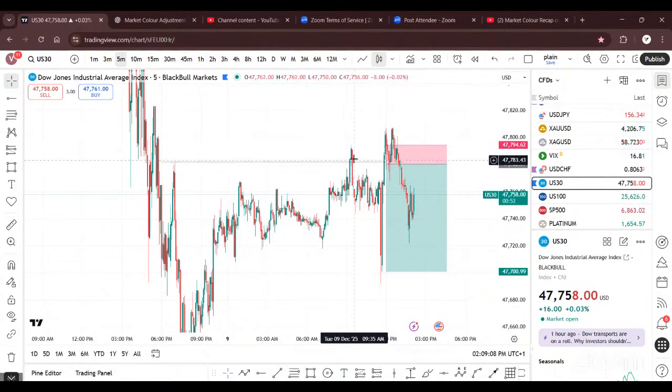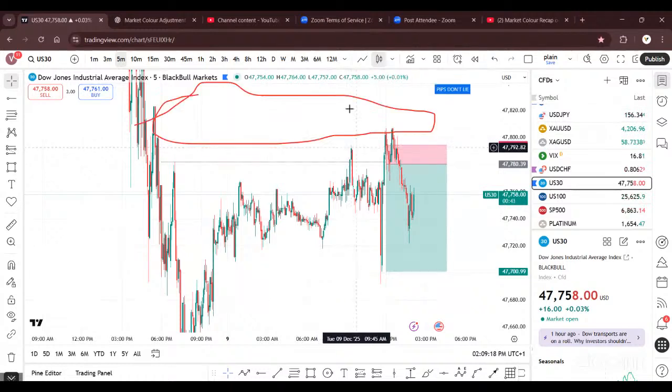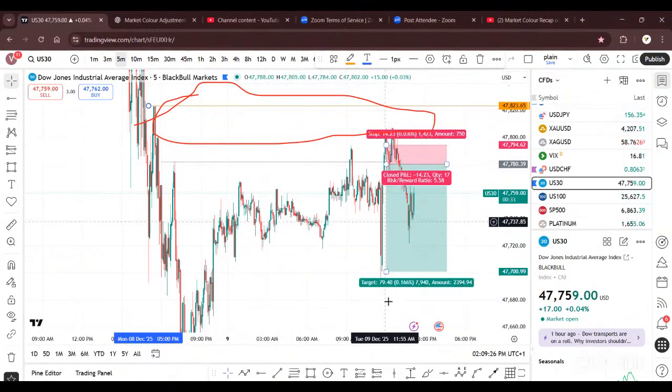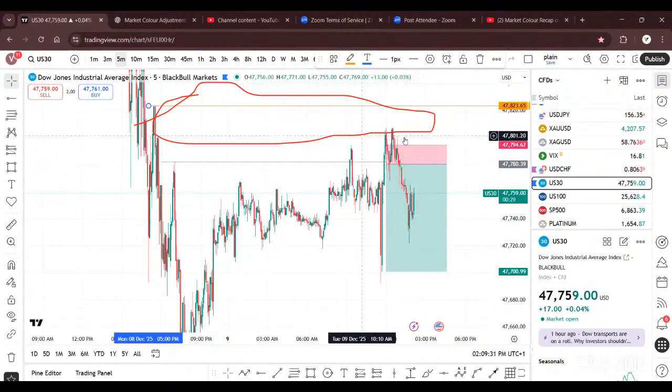I entered somewhere around there, and then SL was just above this. I know it's a bit tight. At least I should have probably used this zone exactly. Somewhere around here should have been best. But then I used this, and price actually went down a bit, and before it started pushing, took me out, and then still selling.